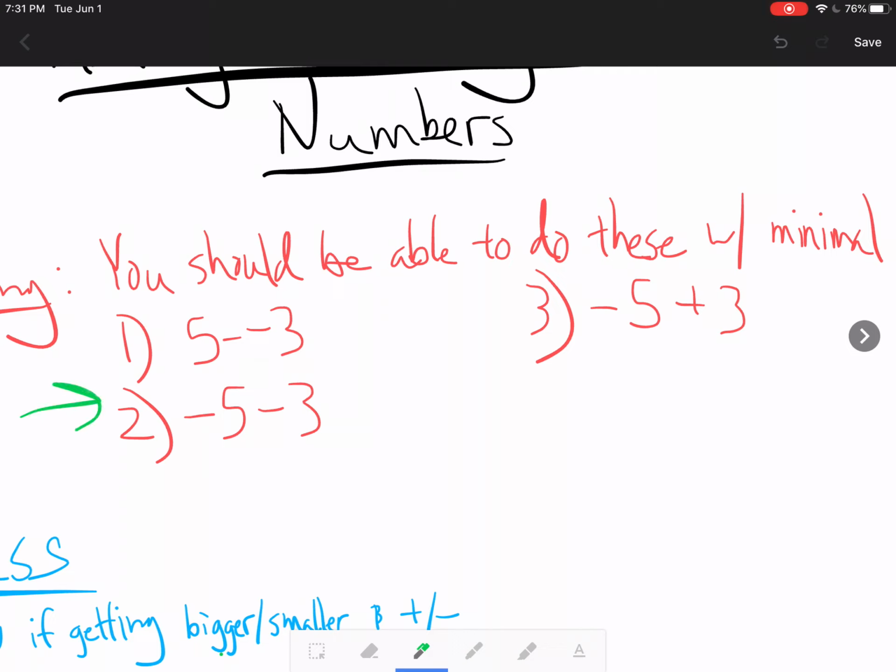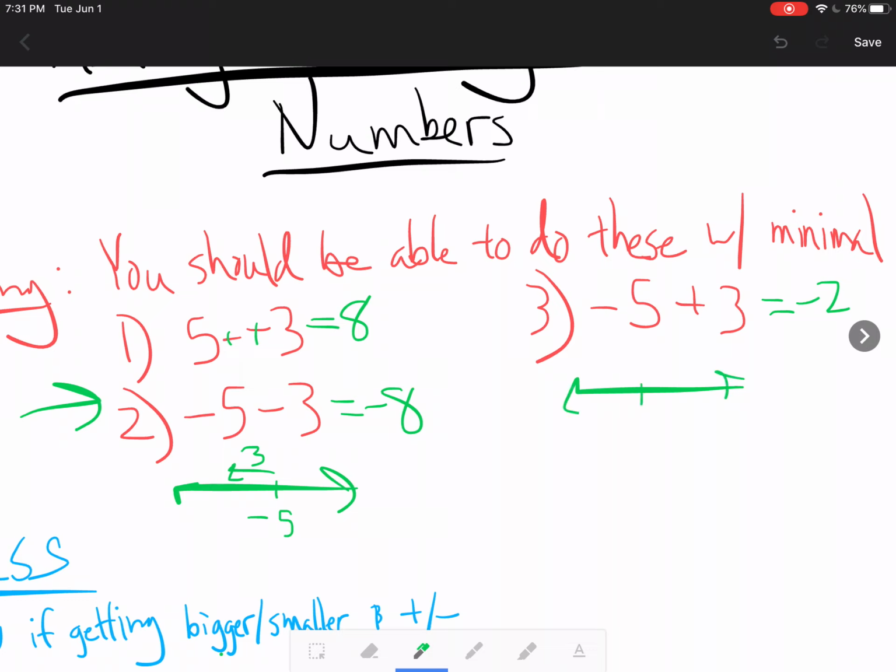So just really quickly, the answers. This one is 8, because if we have back-to-back negatives, it becomes a plus sign. This one's going to be -8, because we have a number line. We're starting at -5. -3 means we go to the left 3 spots. This is how we got -8. And then this one would be -2. Similar idea, we're at -5, but now we're going to go to the right 3 spots to get our answer.